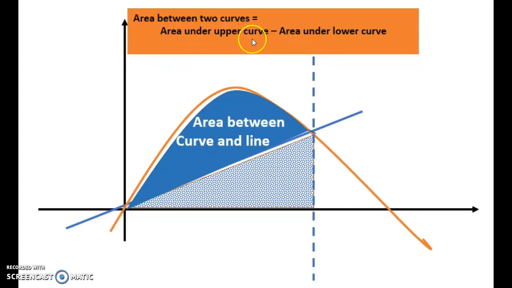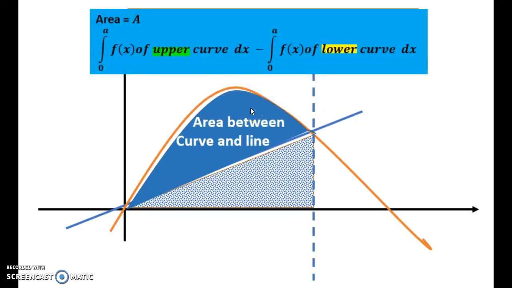Area under the upper curve, minus the area under the lower curve. So using integration, we will use the integral from 0 to a of f(x) of the upper curve minus the integral from 0 to a, with the same limits, of f(x) of the lower curve. Remember, these limits are very important because these are the points of intersection of the curve and a line, or maybe two curves.